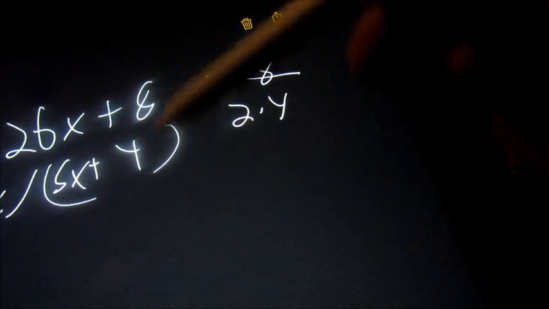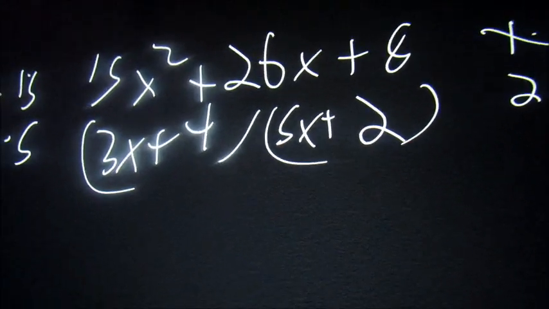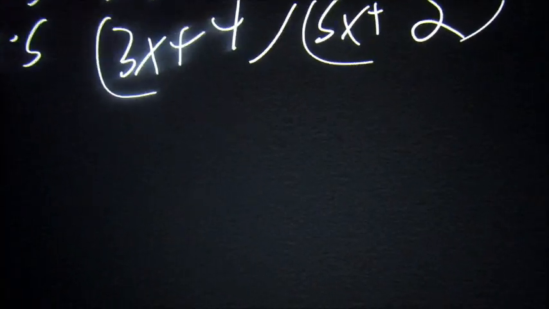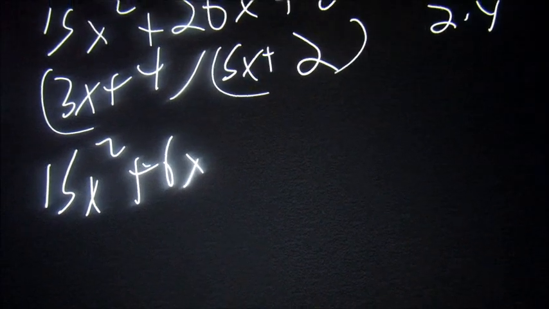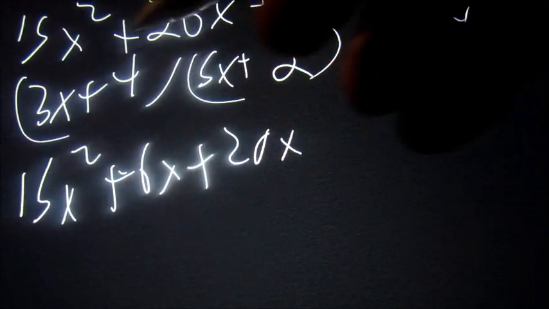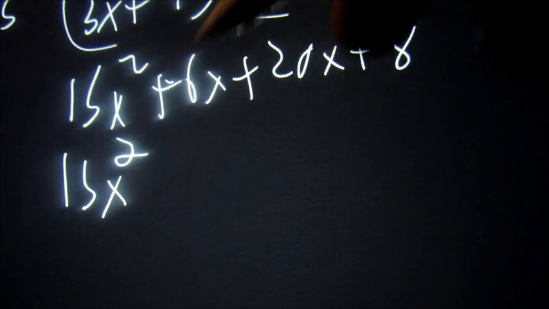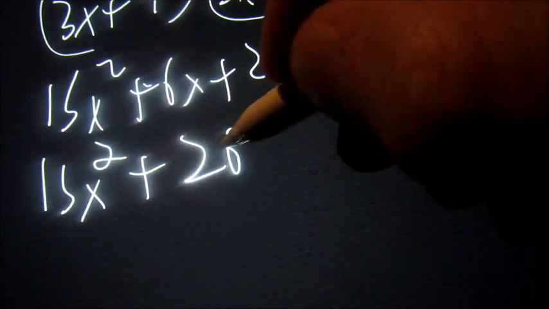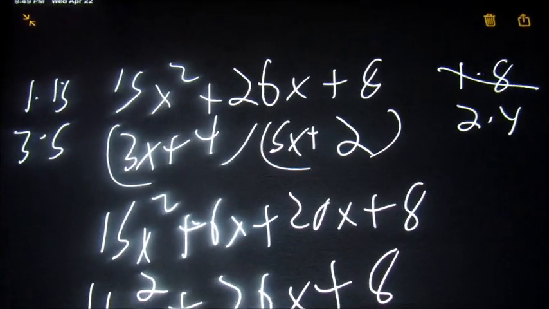So what I need to do is rearrange these two and put 4 and 2. Now let's do FOIL and see if we got it right. 3x times 5x is 15x squared. 3x times 2 is plus 6x. 4 times 5 is plus 20x. 4 times 2 is plus 8. We keep 15x squared. 6x plus 20x equals 26x, and plus 8. So this will be our answer for this one.